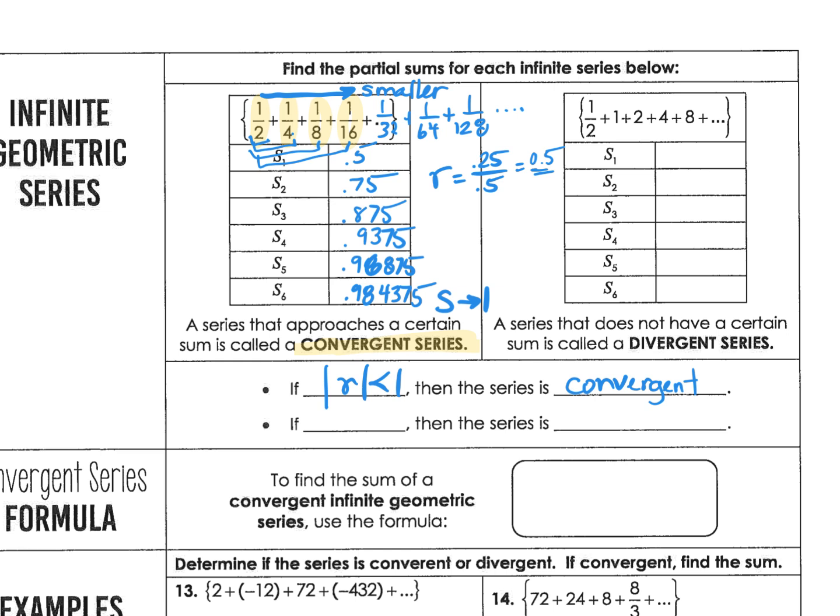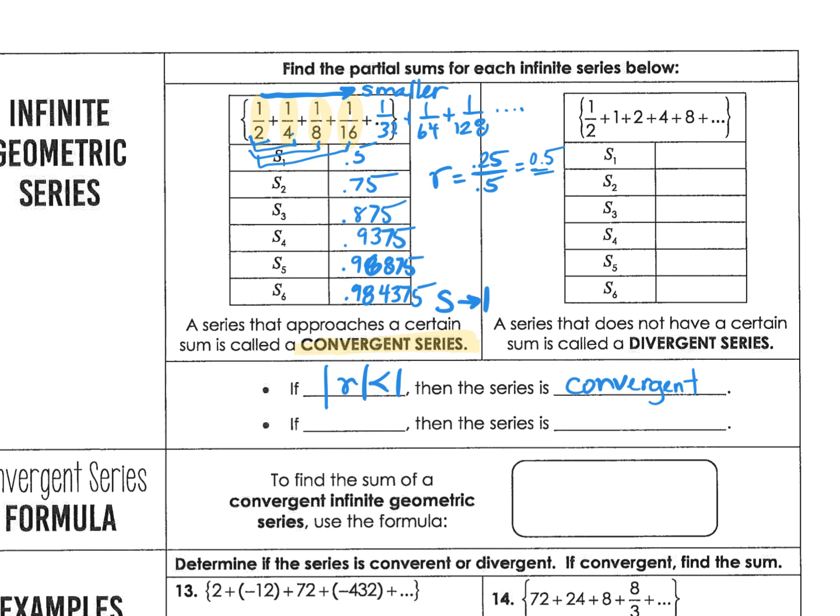So if you can see it with your own eyes that the terms get smaller, that's fine, it's convergent. But if you can't, you have to check R and see if R is less than 1. Now, why do we put absolute value around it? Because we don't care if it's positive or negative. We just need to know that it's fractional, less than 1. That's anywhere from negative 1 to positive 1, isn't it? Okay? Now, look at the other series.